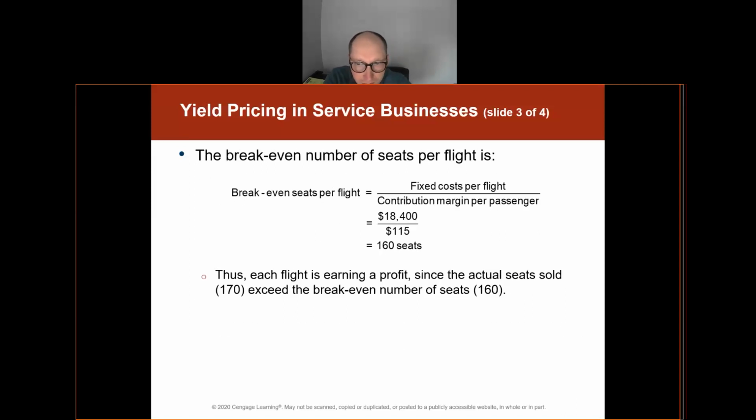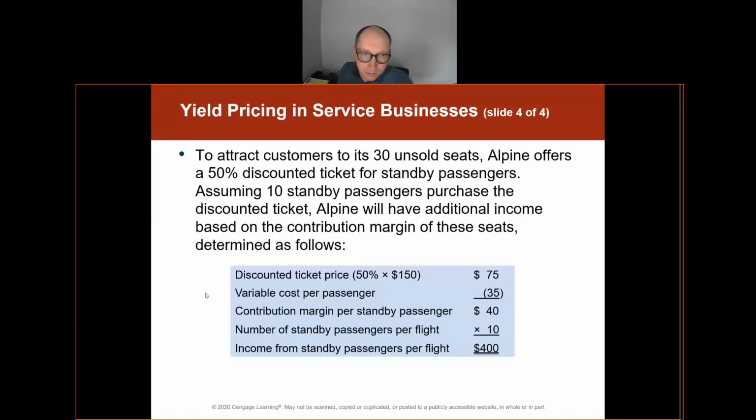If it's a 200-person plane, to break even, we take our fixed cost divided by contribution margin per passenger, or unit contribution margin. So 18,400 divided by 115. That means I need to sell 160 seats at $150 in order to break even. So as long as I sell 160 seats, selling them at $150 a piece, I can break even.